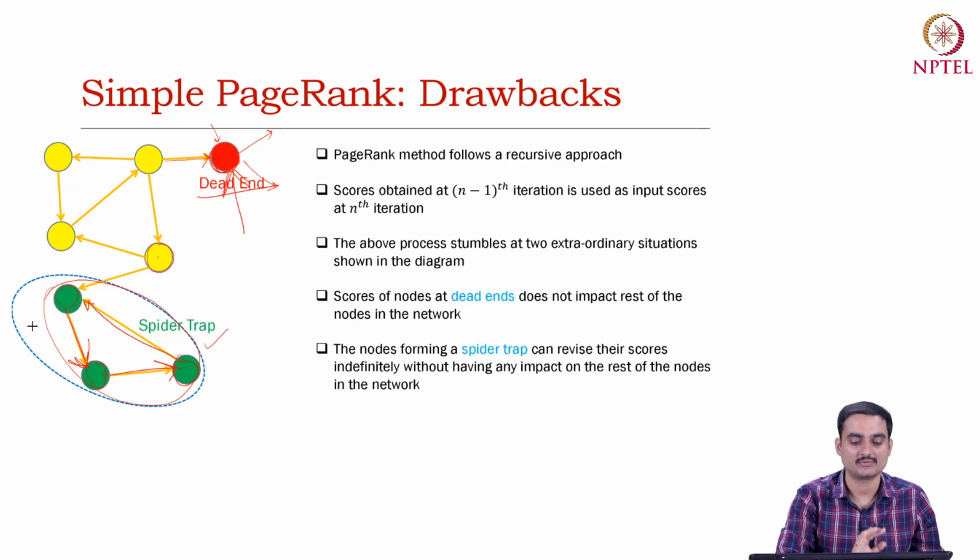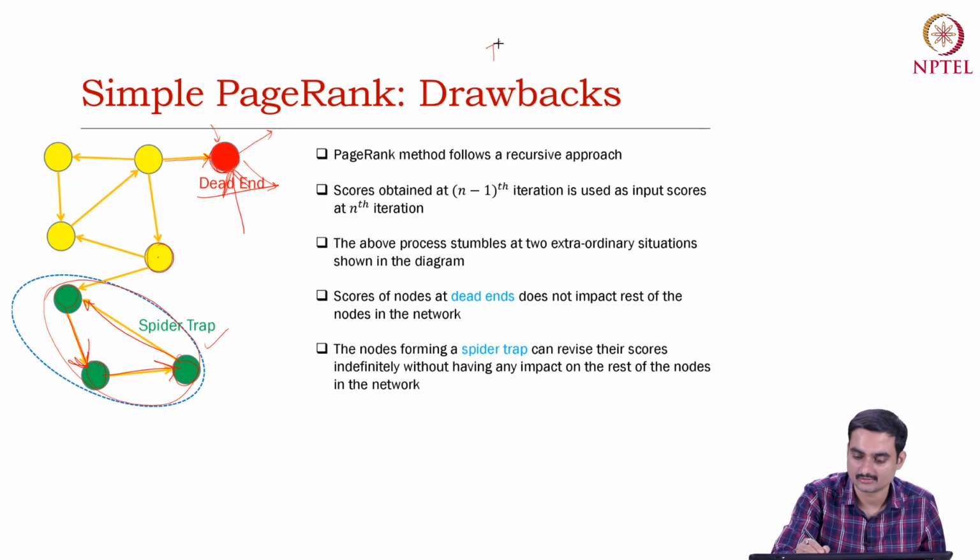Okay, so how do we overcome these two problems? To overcome these problems, we use something called teleportation probability, which we have already discussed, but this name is something which we have not encountered. We will use something called teleportation probability.